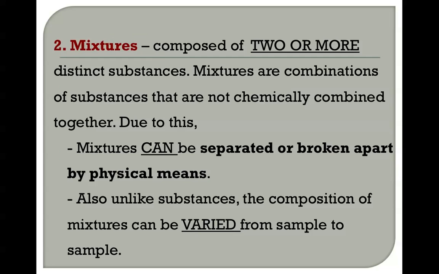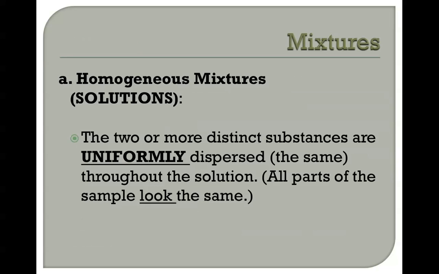All right, so we talked about substances, which include elements and compounds, and now the other broad category is mixtures. These are composed of two or more distinct substances, so separate types of substances, and these are combinations of substances that are not chemically combined together. Due to this, mixtures can be separated or broken apart by physical means, and unlike substances, their compositions can be varied from one sample to another, especially compared to compounds.